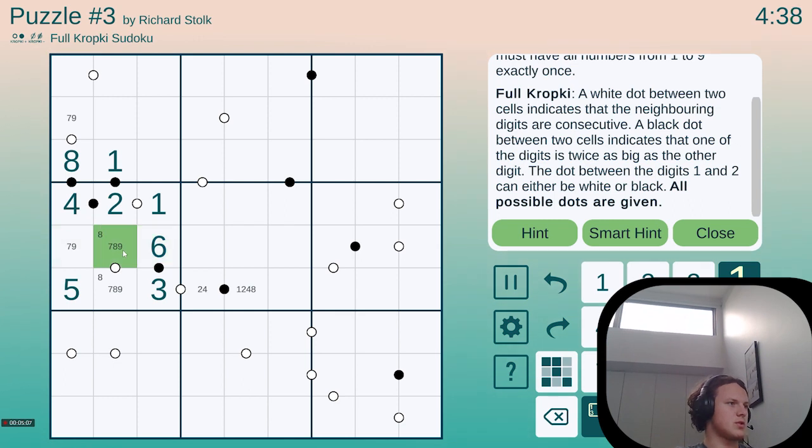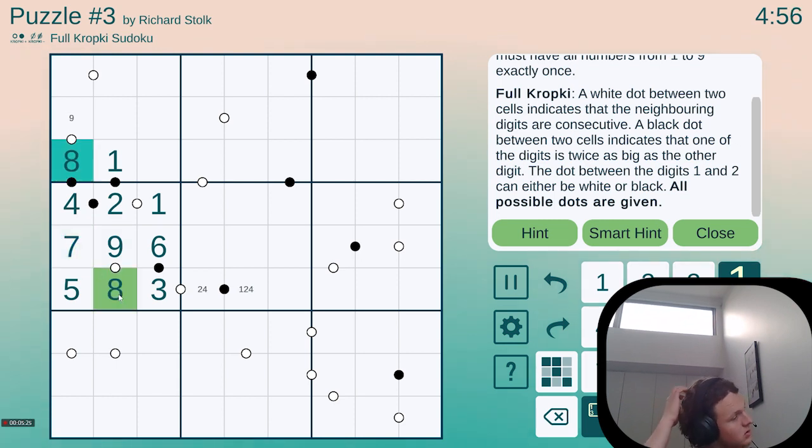So we also know that this one's not a 7, because otherwise it would be consecutive. Oh, so no, that one's not the 8 now, because otherwise that 8 would be either consecutive with a 7 or 9, and that doesn't work. So that has to be the 9, which means that's the 7, and that's the 8.